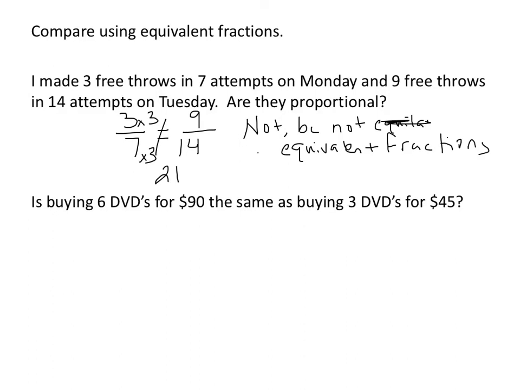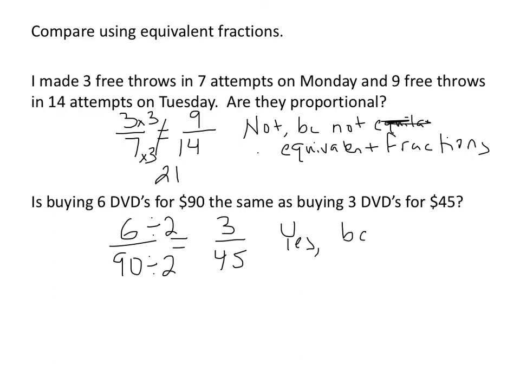Alright, so now is buying 6 DVDs for $90 the same as buying 3 DVDs for $45? So 6 for 90, is that the same as buying 3 for 45? Well, I can take 6 and divide it by 2. If I do 90 divided by 2, that would be 45. So they would be the same. So yes, because they are equivalent fractions.